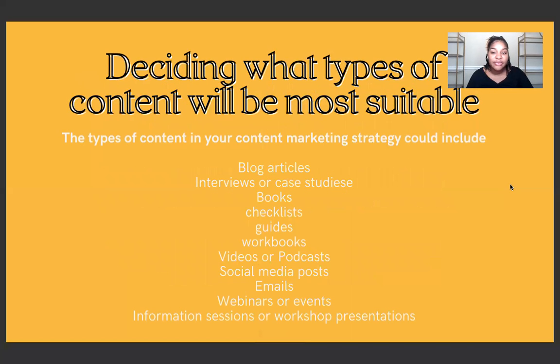Fourth element, number 4: deciding what types of content will be most suitable. Okay, types of content in your content marketing strategy could be blog articles, which I just talked about, interviews or case studies. I spelled studies completely wrong. Sorry, you guys. Books, checklists, guides, workbooks, videos or podcasts, social media posts, emails, webinars or events, information sessions, or workshop presentations. You may need to pause this video and write all those down. I would recommend writing those down and then circling which of these are the easiest for you to do.